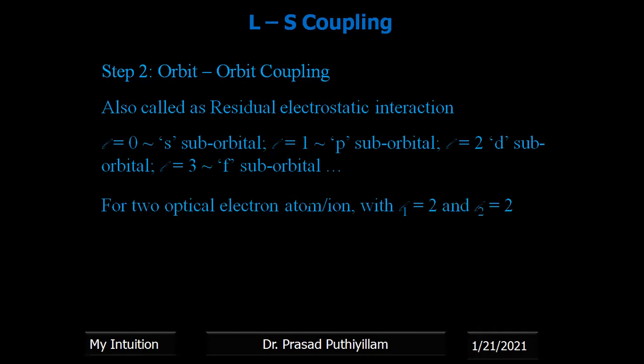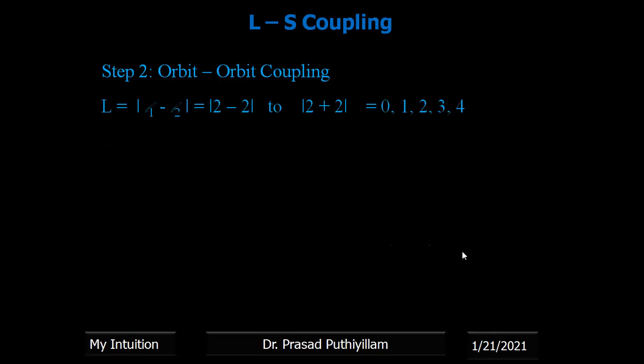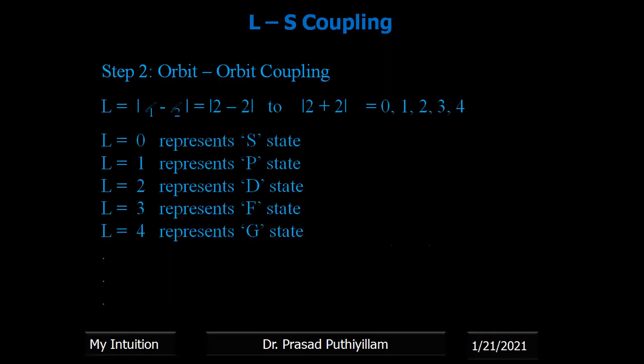For a two optical electron atom or ion with L1 equal to 2 and L2 equal to 2, that is two electrons of a d suborbital, the L value can be calculated as modulus of L1 minus L2 to L1 plus L2. That is 2 minus 2 to 2 plus 2, that is 0, 1, 2, 3, and 4 are the coupled values. These values, L equal to 0, 1, 2, 3, and 4, represent the energy states.